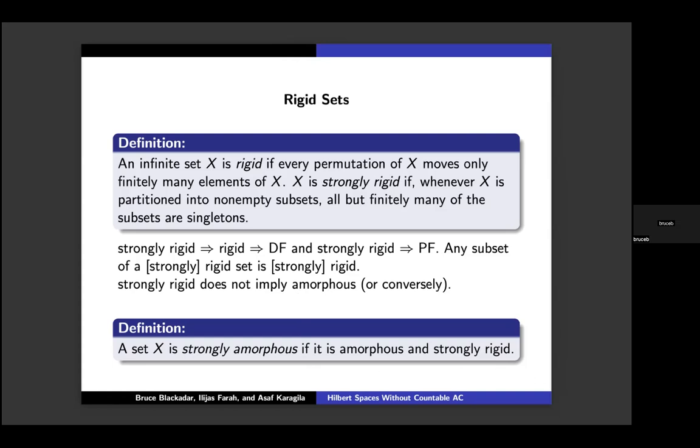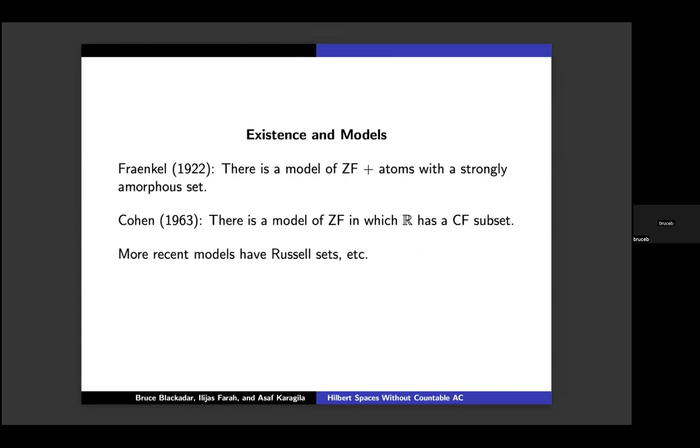These are the most finite kinds of infinite sets you could imagine, and rather curious sets. So how do we know sets like these exist? Well, in 1922, Fraenkel constructed a model of ZF with atoms. So it's not quite ZF set theory, which has a strongly amorphous set. And then in the 60s, it was shown that this can be converted into a strongly amorphous set in a model of ZF.